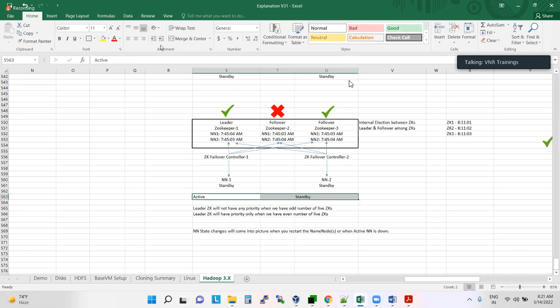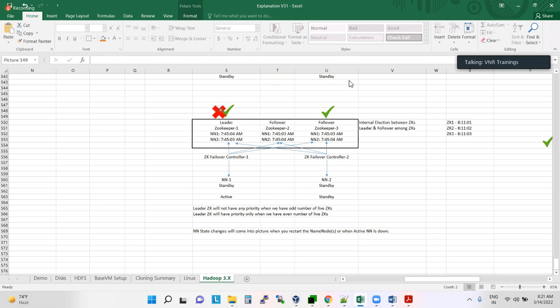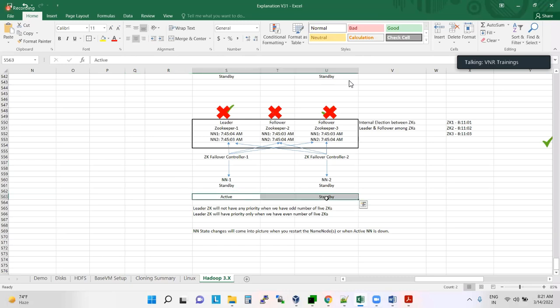After selecting active and standby, all three zookeepers are down. What will happen now? Is there a problem to the Hadoop cluster? No, sir. No problem to the name node. One node is active, it will go with active and it will continue. Whoever is active, they will continue.